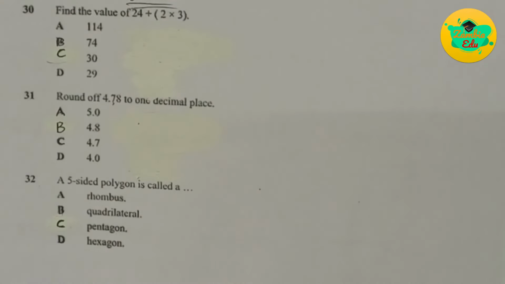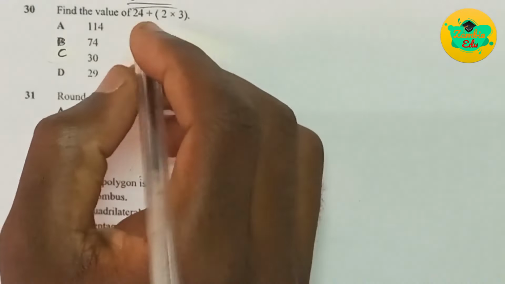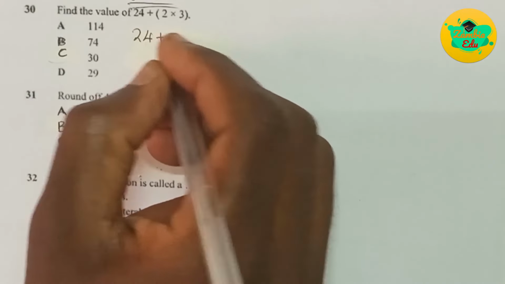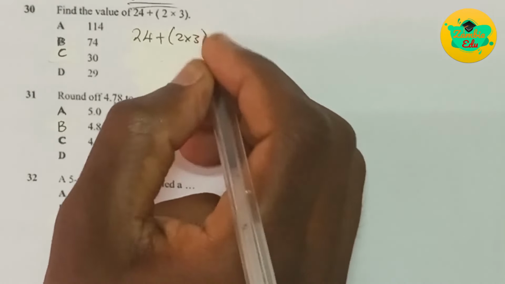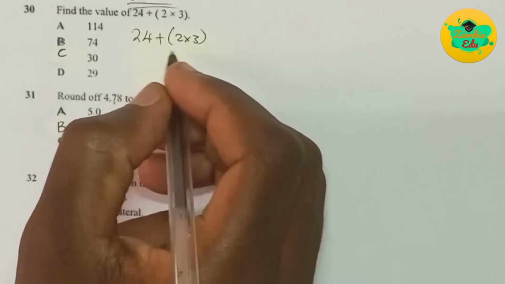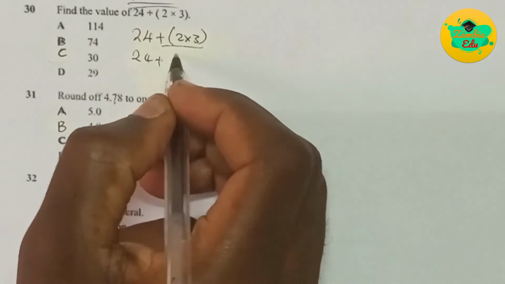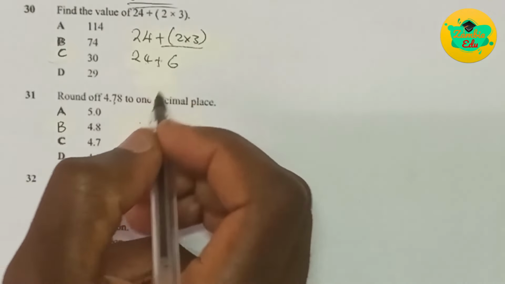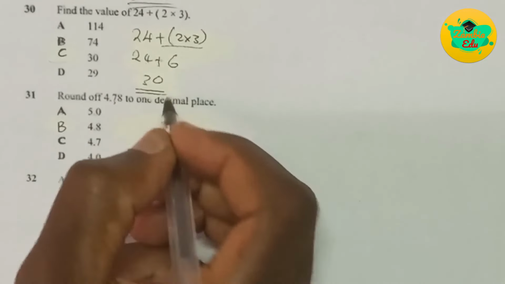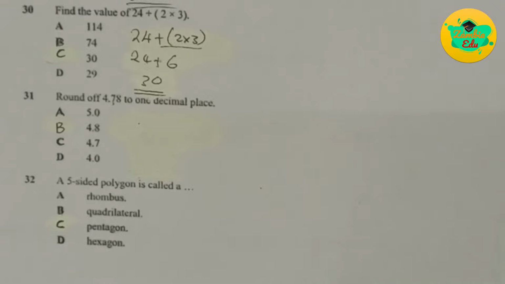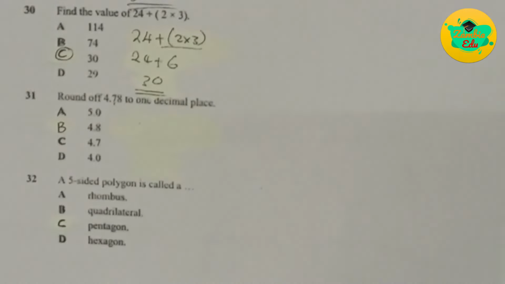With question 30, find the value of 24 plus open bracket 2 times 3 close bracket. So we solve what is in the brackets first. So that will be 24 plus 2 times 3, which is 6. 24 plus 6 is 30, and we see 30 represented on option C. So our answer for question number 30 is C.